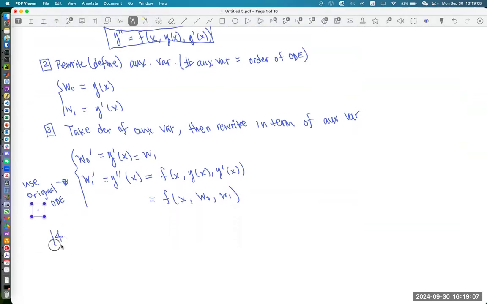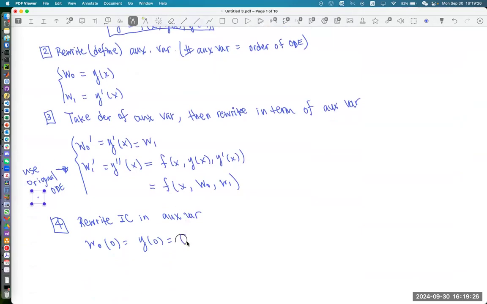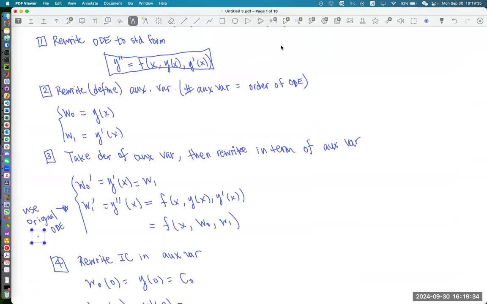And the fourth thing is to rewrite the initial condition in terms of auxiliary variables. So the initial condition for W0 is just y of 0. And y of 0 here we define as C0. And W1 of 0 is y prime of 0. And here we define as C1.